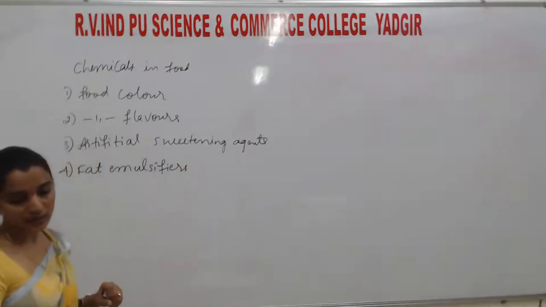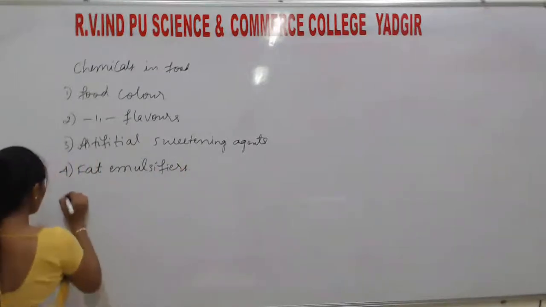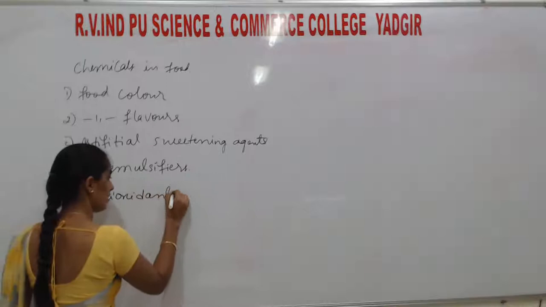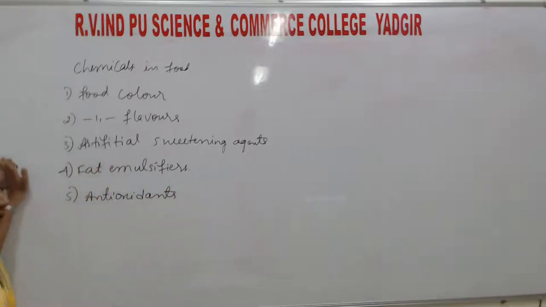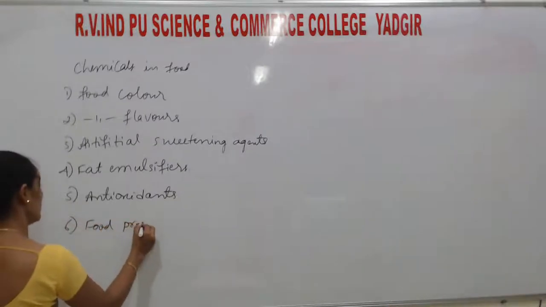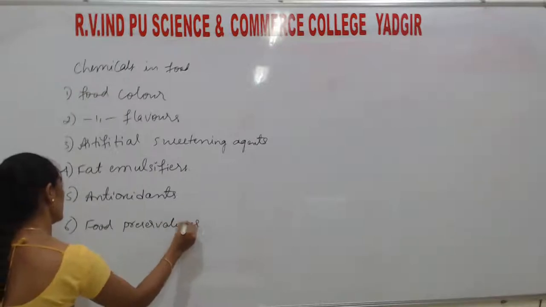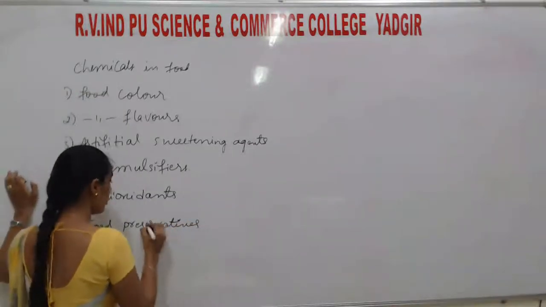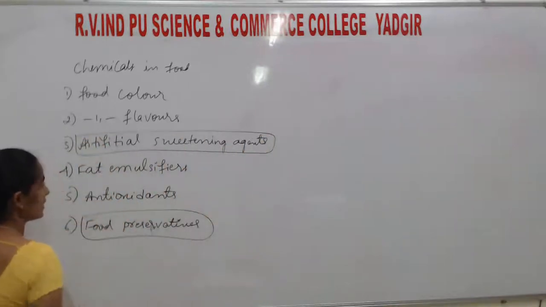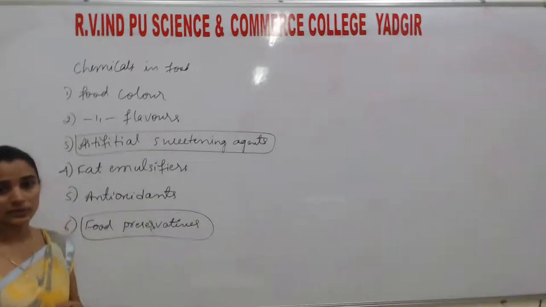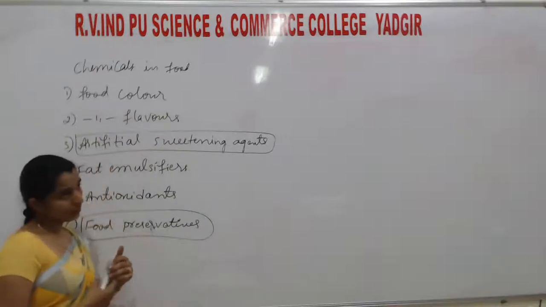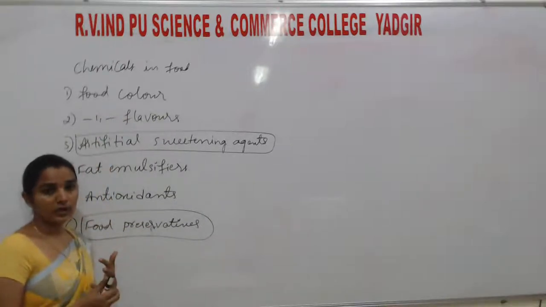Next, fat emulsifiers, antioxidants, and preservatives. In this, your syllabus mostly covers artificial sweetening agents as well as food preservatives. So, chemicals in food. Food color means, if you make any food, different colors are obtained.